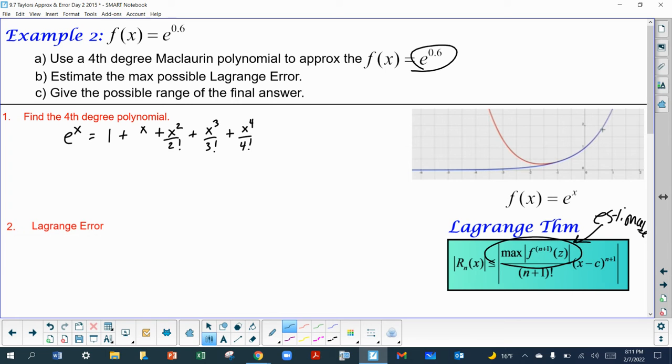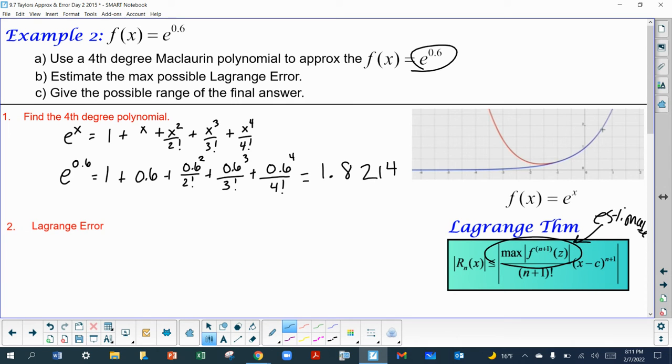That gets us our fourth degree polynomial. If I evaluate e to the 0.6 of this, I'd have 1 plus 0.6 plus 0.6 squared over 2 factorial plus 0.6 cubed over 3 factorial plus 0.6 to the fourth over 4 factorial. And that, if you use your calculator, gets you a number in this range, 1.8214.